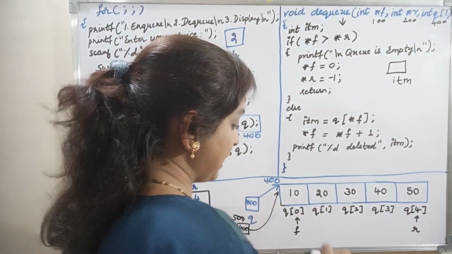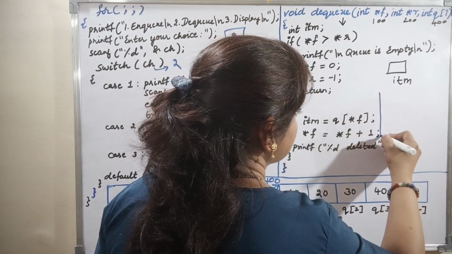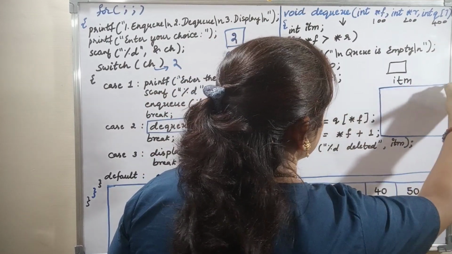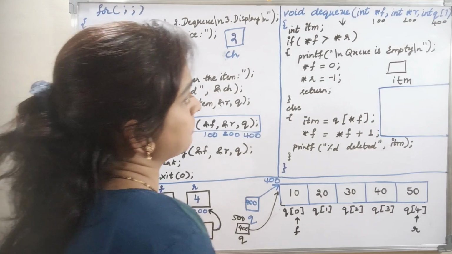So let me write the iterations here. Hope you can understand the iterations here. I'll write the iterations here. So now what I'll do, now check: is pointer f greater than pointer r?